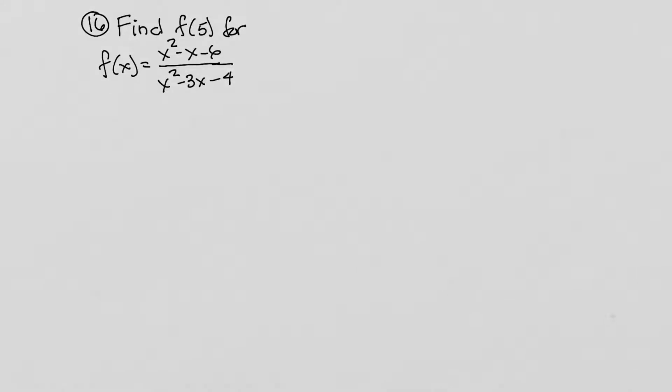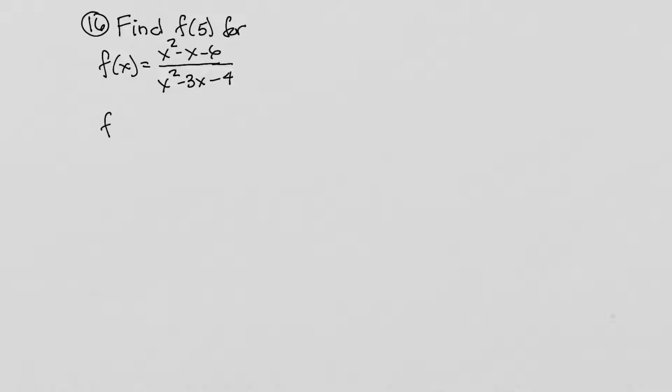So let's find f of 5 for this function right here. Now the x in this function is a placeholder for what we're going to put in, and we're putting in 5. So I think a good way to do this is, let's look at our function here, and wherever we see an x, let's write a parentheses because we're going to put something into that.